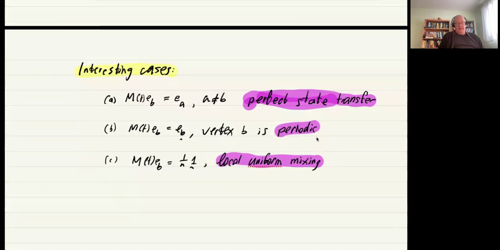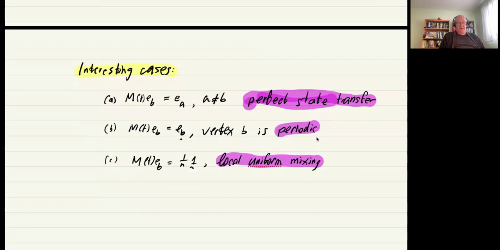Now, perfect state transfer is probably the main reason that physicists, initially at least, were interested in quantum walks, in continuous quantum walks. So that was where things started. As we'll see, if you have perfect state transfer, you get periodicity forced on you. And so when you're looking for perfect state transfer, it's often easier to first try and identify the periodic places and then see which of those give you PST. And the local uniform mixing I'll come back to. It's generating perfect randomness, which is not a useless thing to do, and it has a lot of interesting combinatorial complications or consequences.